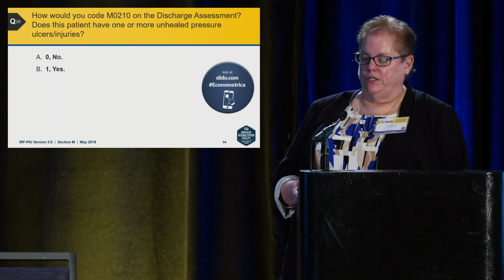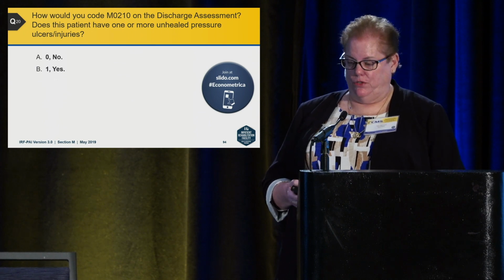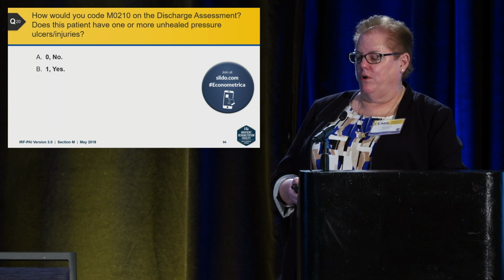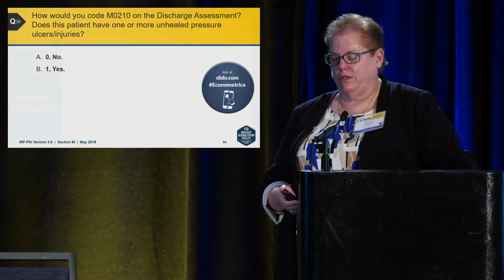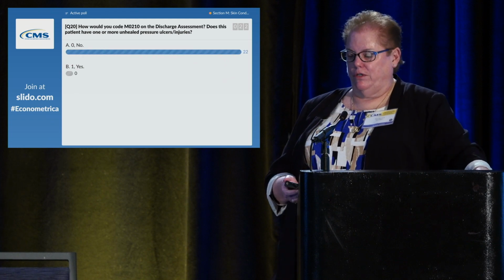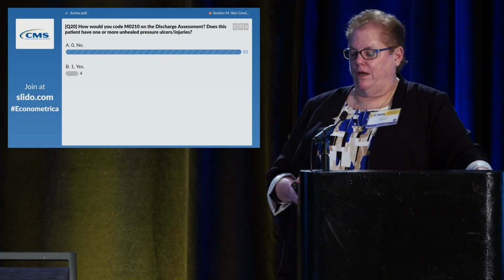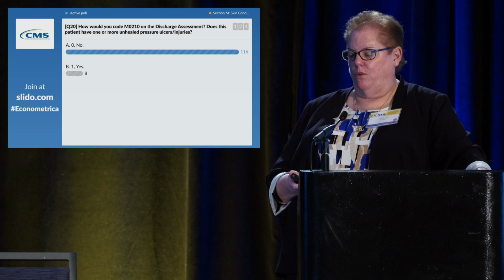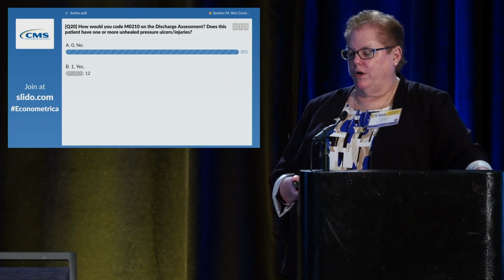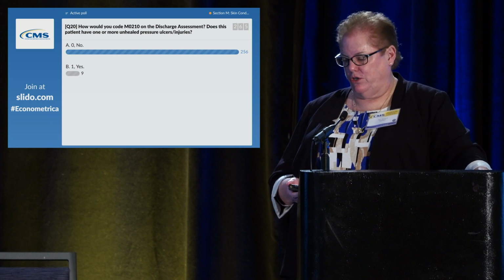So the next question is, how would you code M0210 on the discharge assessment? Does the patient have one or more unhealed pressure ulcers or injuries? So how would you code M0210 on the discharge? Would you code it as 0, no, or 1, yes? Does this patient have one or more unhealed pressure ulcers? And again, this is at discharge.